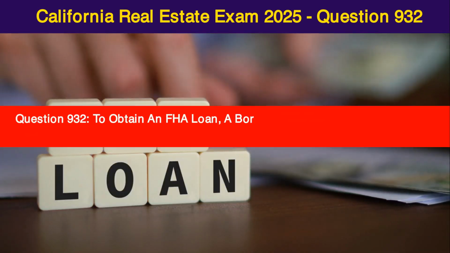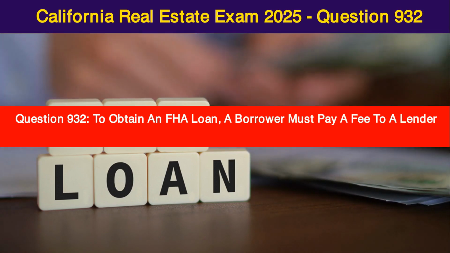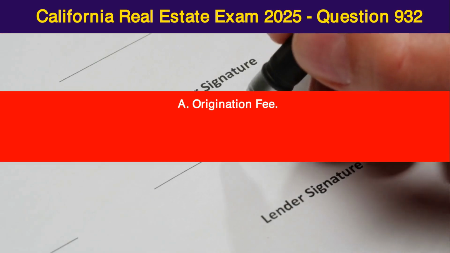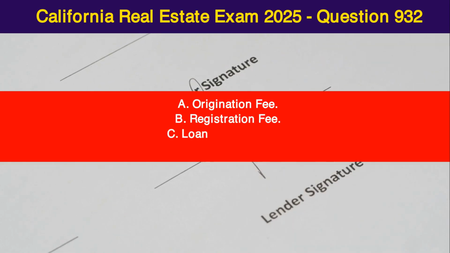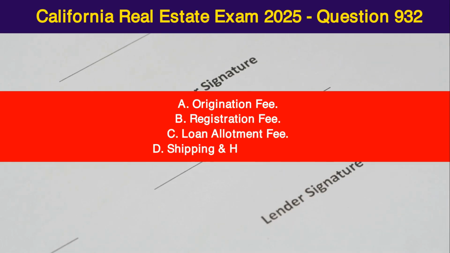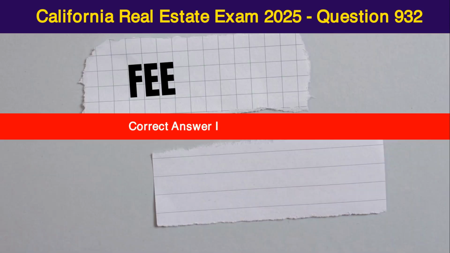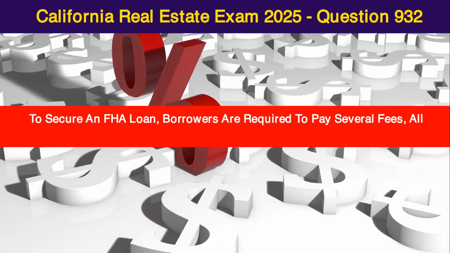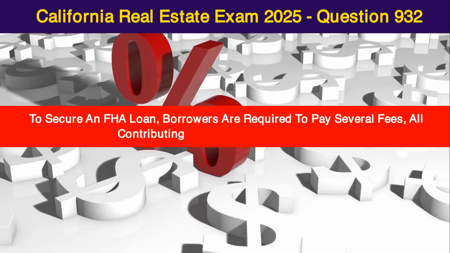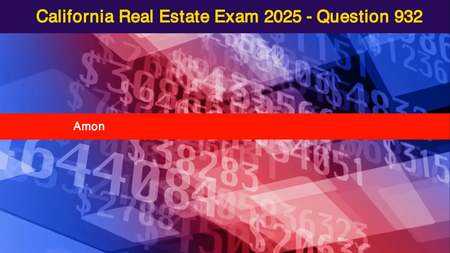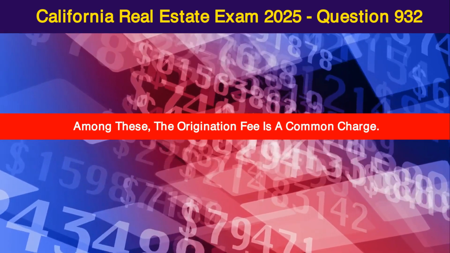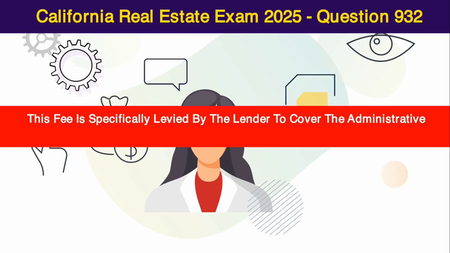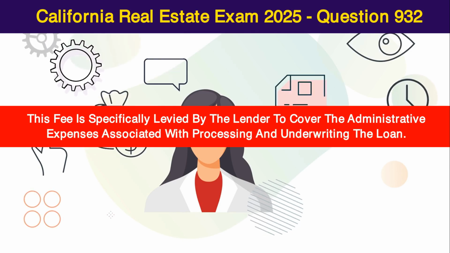Question 932. To obtain an FHA loan, a borrower must pay a fee to a lender called an A. Origination fee. B. Registration fee. C. Loan allotment fee. D. Shipping and handling fee. Correct answer is A. Origination fee. To secure an FHA loan, borrowers are required to pay several fees, all contributing to the total closing costs. Among these, the origination fee is a common charge. This fee is specifically levied by the lender to cover the administrative expenses associated with processing and underwriting the loan.